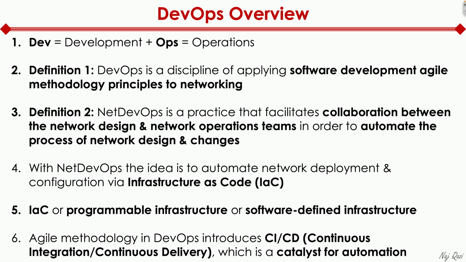Now, the agile methodology in DevOps introduces what's called CI/CD pipeline, which is a catalyst for automation. So what does CI/CD stand for? Stands for continuous integration, continuous delivery. And sometimes the CD could also be called continuous deployment. Now, the continuous delivery is a more preliminary step. Continuous deployment is for organizations that are more mature on the DevOps spectrum. The whole idea is that we treat our entire network from start to finish as a pipeline.